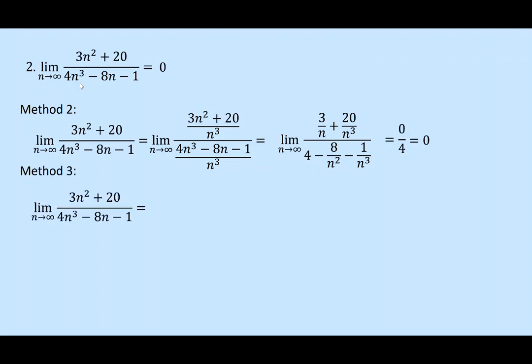Or the method that I prefer: ignore the lower order terms. So this becomes the limit as n approaches infinity of just the 3n squared and the 4n cubed in the bottom, and that turns out to be 3 over 4n when we reduce it. That clearly goes to 0, because in the numerator remains 3 and the denominator goes to infinity. So you have a finite number being divided by a very large number, that is 0.